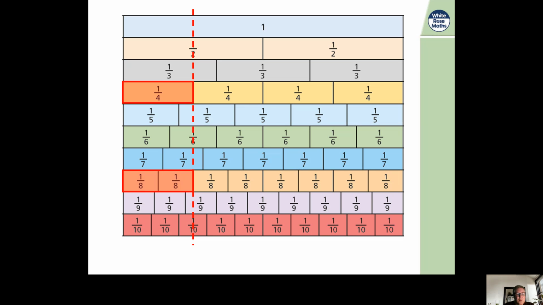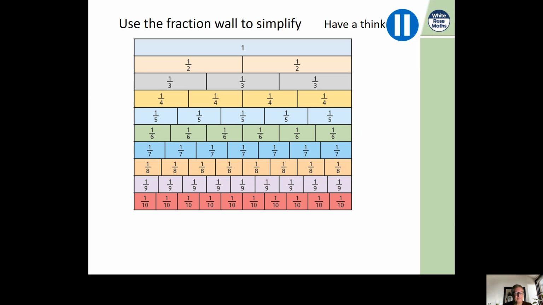And we can use the fraction rule, or we can say, if we've got 2 in the numerator, divide that by 2 is 1, and 8 divided by 2 is 4. Use the fraction rule to simplify. Have a think. Pause the video. Little tip, you can hold a ruler up to the screen.